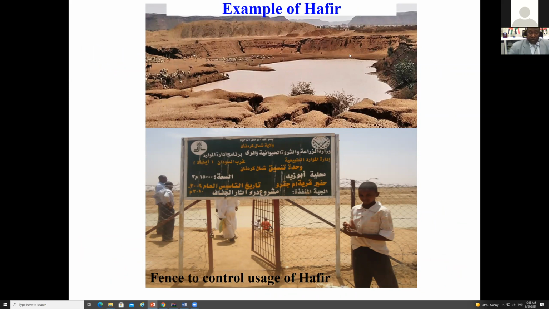That means to have big holes, they call it hafir, where the water is drained, as we mentioned. This is a rainwater harvesting site. This water could be used for livestock, for animals drinking. In some areas, the Ministry of Agriculture will take the lead, and they dig this rainwater harvesting site. They fence it so that they control the usage. Otherwise, it will be spoiled by animals and so on.